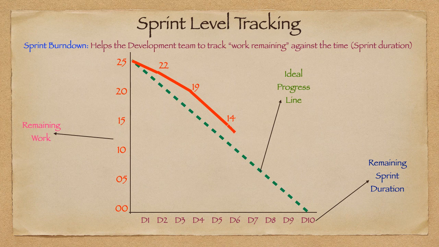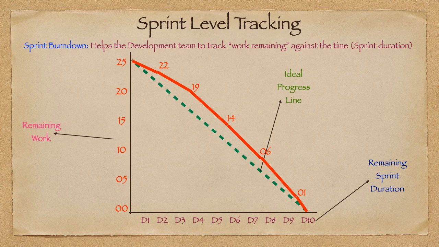Again on day 8 they completed one more item worth 8 points. So 14 minus 8 is 6. On day 9 they completed one more item, which is 5 points. In that case, 6 minus 5 is 1. On day 10 the last item they completed is 1 point. So in this example the red line started at 25 and slowly came down based on the work completed, and finally it is touching the x-axis and becoming 0.